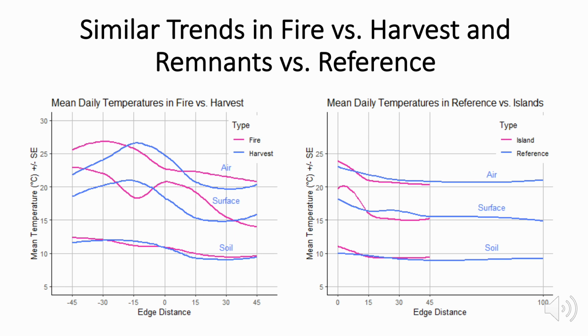We can see that these islands show a similar trend to the reference, and that the difference between 45 meters and 100 meters is not too great, which supports the idea that these islands can have similar microclimate conditions to the interiors of larger forest tracts.